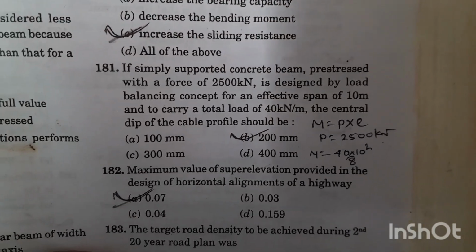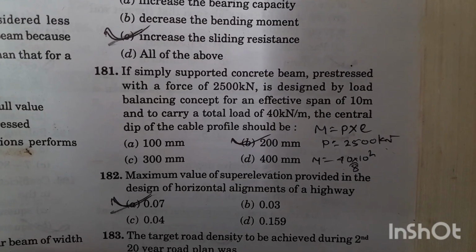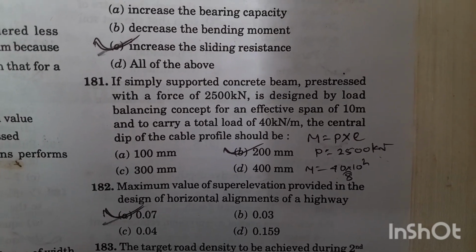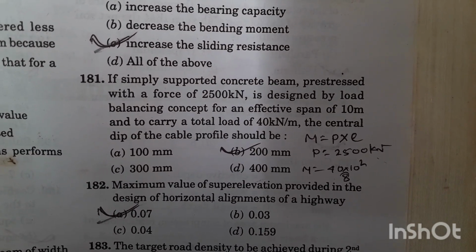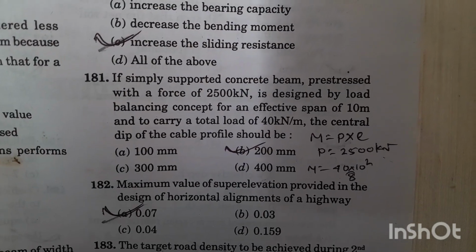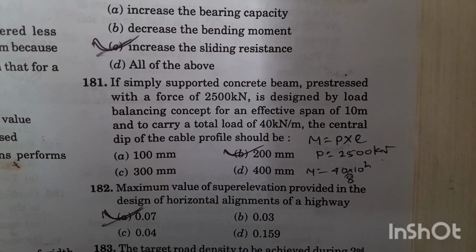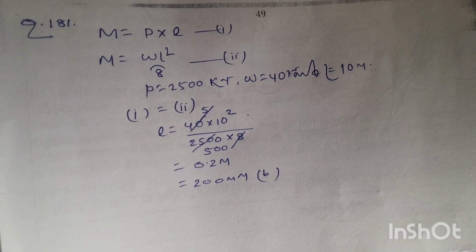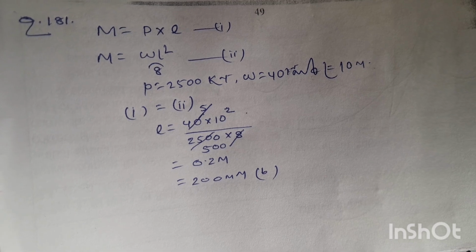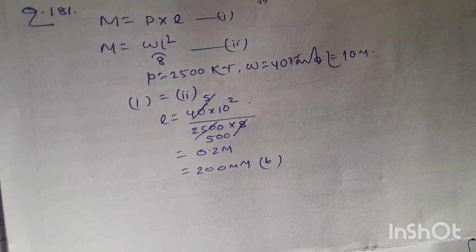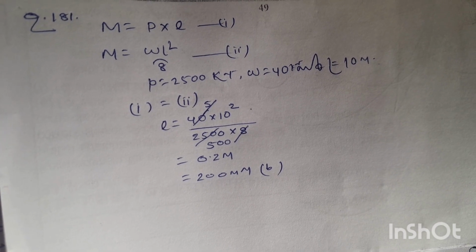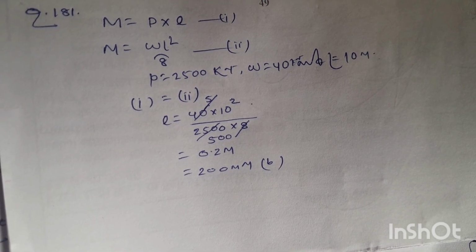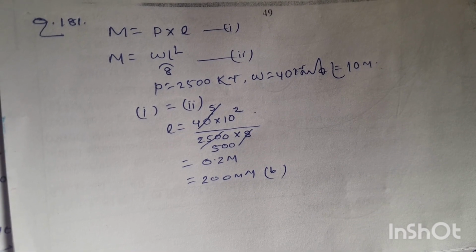Question number 181. If a simply supported concrete beam pre-stressed with a force of 2500 kN is designed by load balancing concept for an effective span of 10 meter and to carry a total load of 40 kN per meter, the central dip of the cable profile should be? The bending moment in the beam due to pre-stressing force and dip of the cable will be P into E, and also the bending moment in the beam due to the load will be W L square by 8. So both moments will be equal to each other.